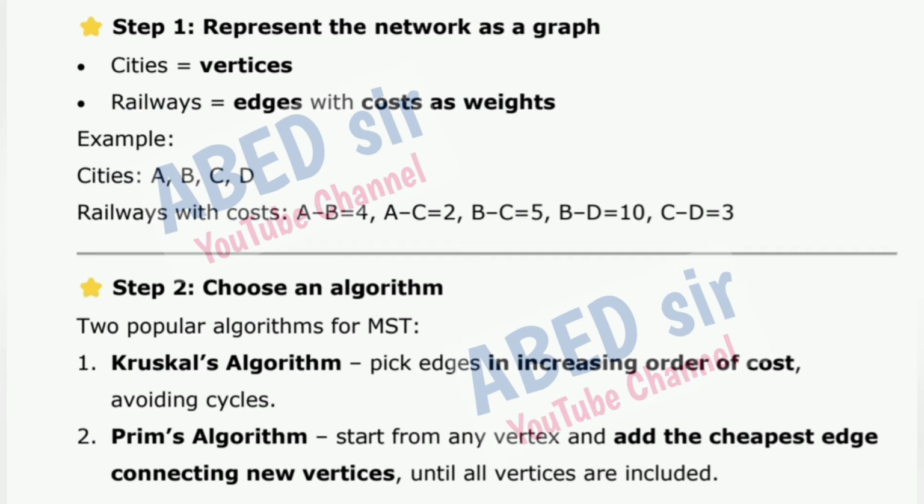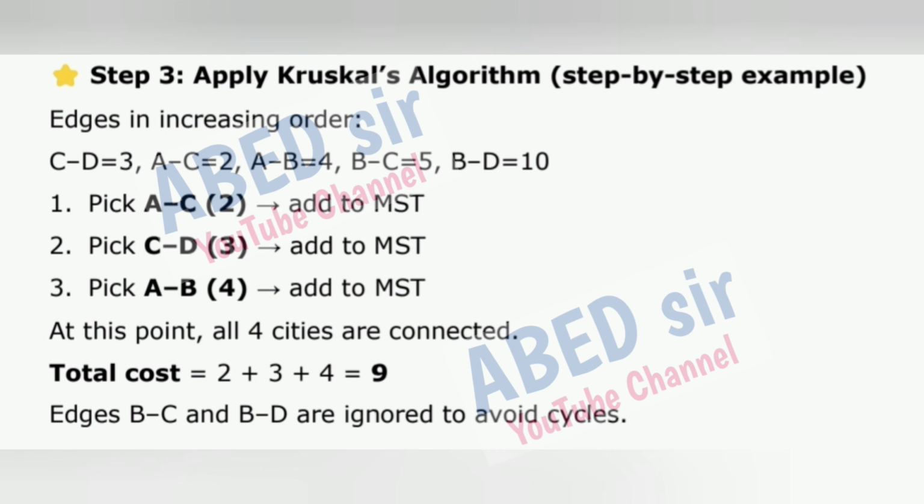Step 2. Choose an algorithm. Two popular algorithms for MST. 1. Kruskal's algorithm. Pick edges in increasing order of cost, avoiding cycles. 2. Prim's algorithm. Start from any vertex and add the cheapest edge connecting new vertices until all vertices are included. Step 3. Apply Kruskal's algorithm.